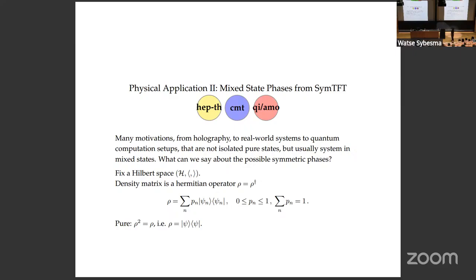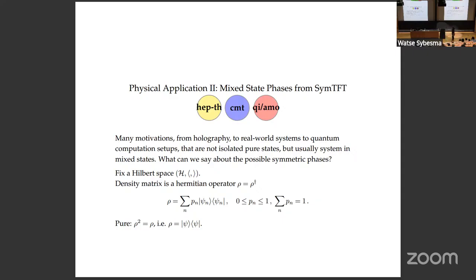So mixed state phases is another question, right? Usually in your lab, you don't have a nice pure state, but it's noisy. There could be finite temperatures, so there could be all kinds of things that disturb the system, and you still would like to describe what kind of phases you can have. And for this, one needs to understand mixed state phases and what kind of constraints symmetry can still give in such a context.